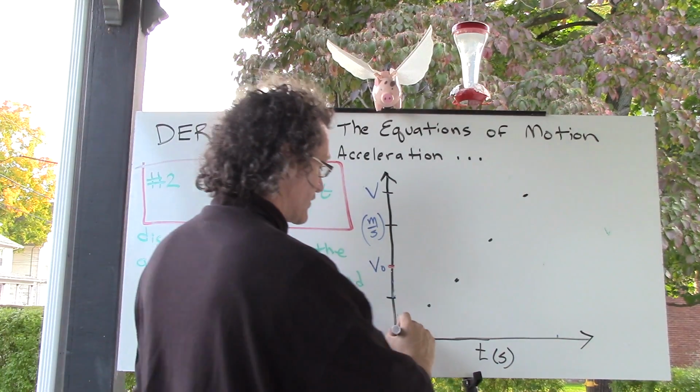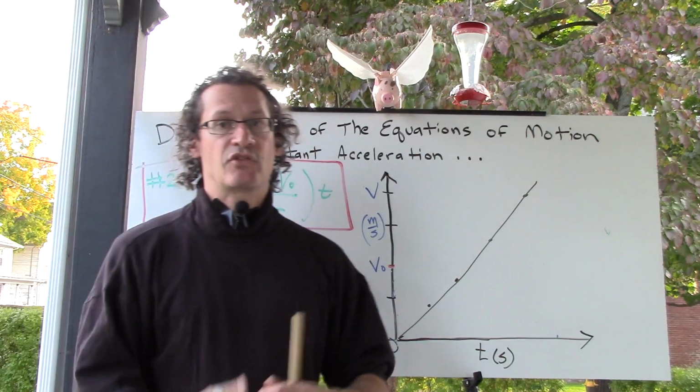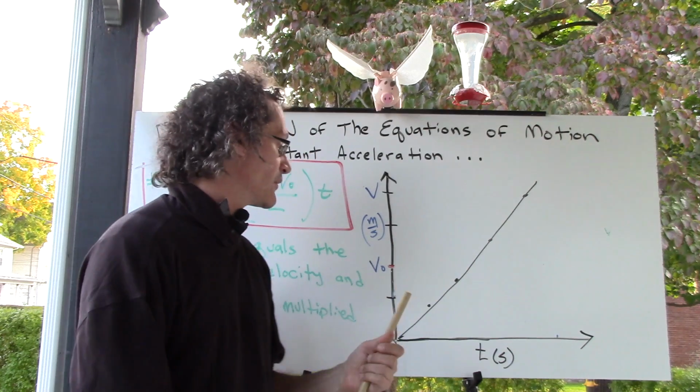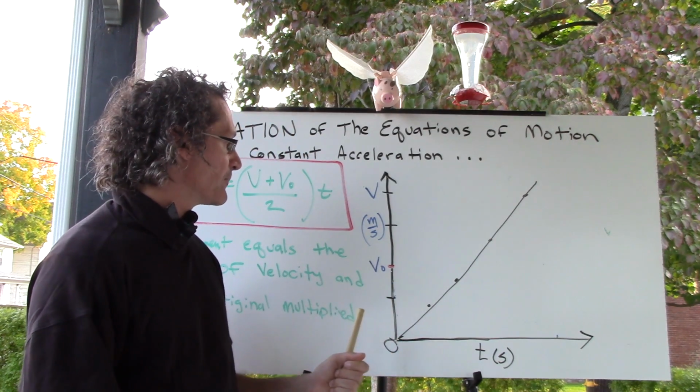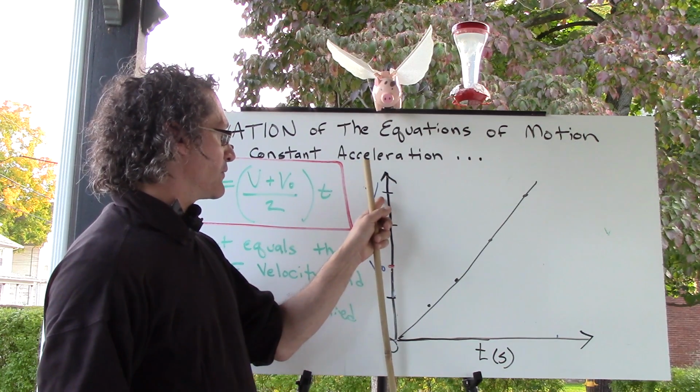How do we know that? Well, this slope here on a v versus t graph has to be straight. If it's curved, then we don't have a constant acceleration. So it's got to be a constant value. So here we go. I've got a value v naught over here and v over here.